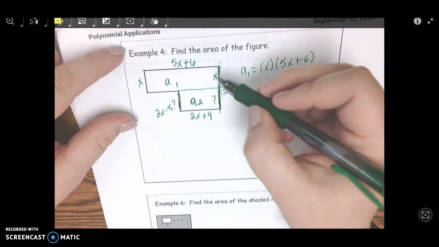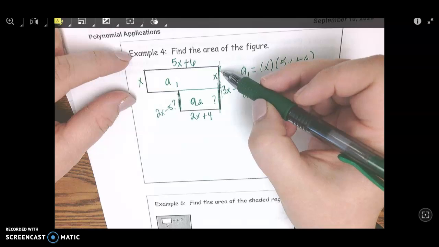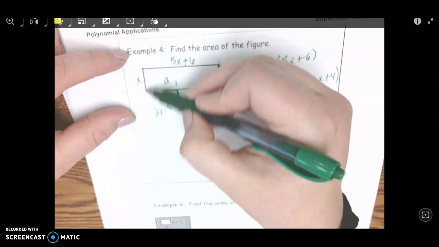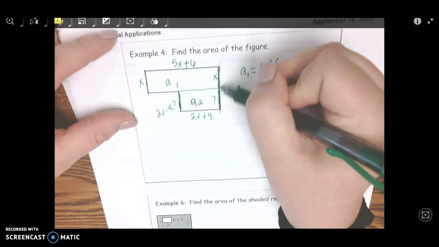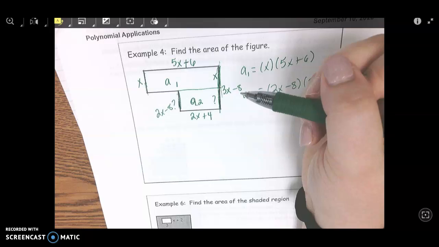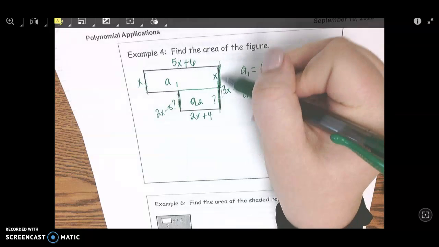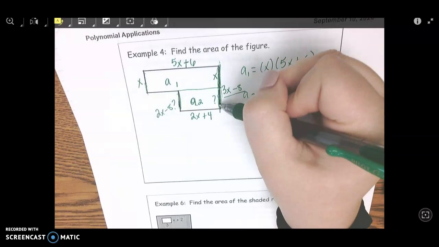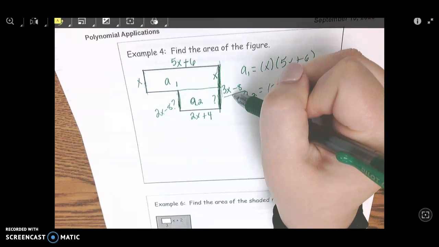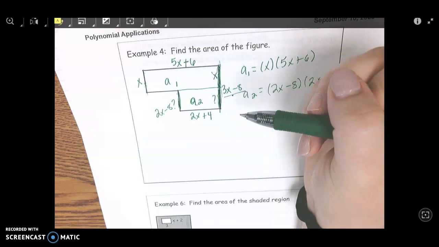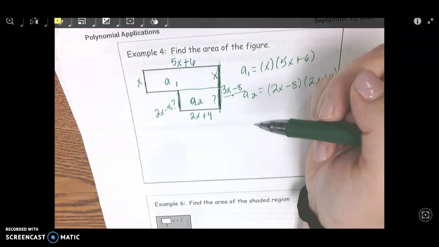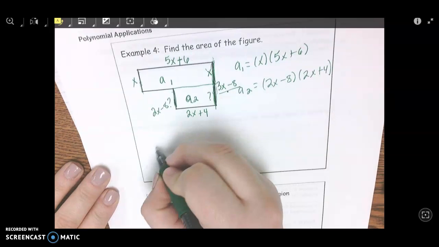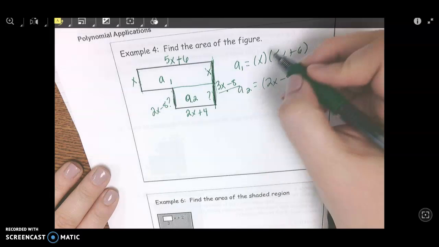Do you see this top rectangle? We established this part was x, so over here on the other side, this is x as well. But the whole thing is 3x minus 8. So this section right here is 3x minus 8 minus that x. You would just multiply that out.